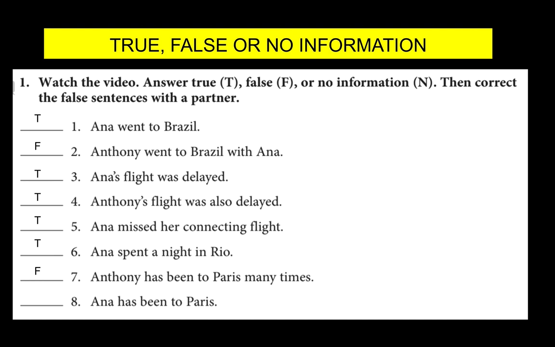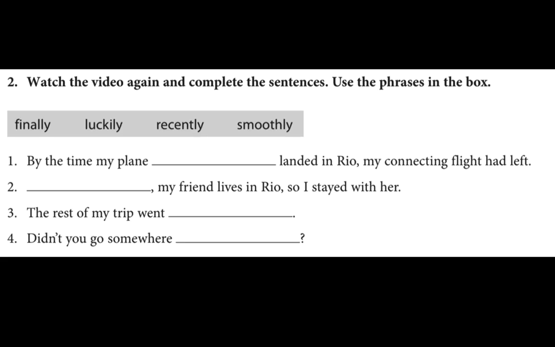So he said, "I was in Paris for work last month. I hadn't been there before. So I visited many museums." And the last one, we don't know. Anna has been to Paris? I don't know. Maybe, maybe not. She just said, "Ooh, that's nice."